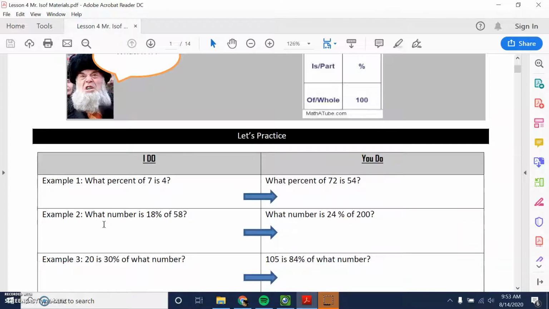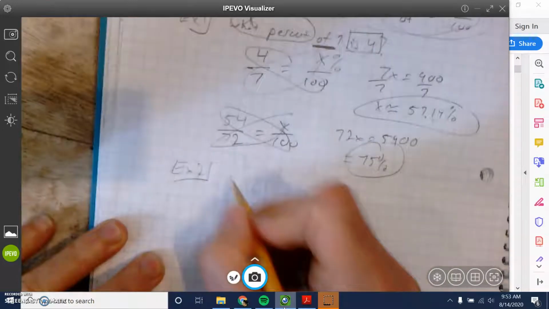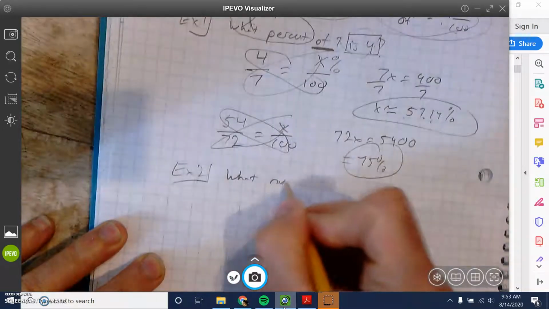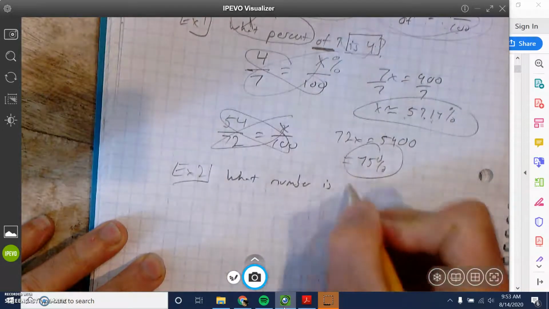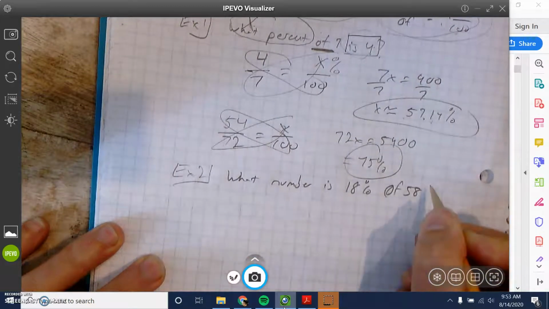Example 2. Write that in your notes. Example 2. What number is 18% of 58? So let's write that down. What number is 18% of 58?